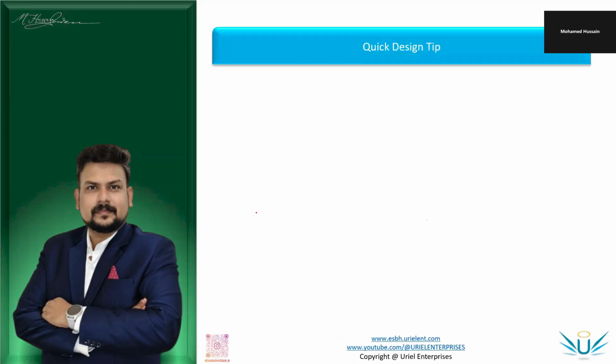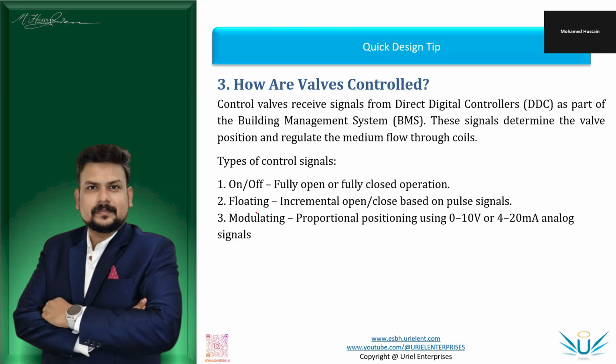What are the signals required for the control valve? If you look here, we have three different kinds of signals. The DDC will give them. The first one is the on-off type signal, which means fully open or fully closed operation. The second one is floating, that is incremental. It will give a pulse type of signal, a small open signal. That is one signal type given from the DDC. And the third one is modulating. So, three different kinds of signal.